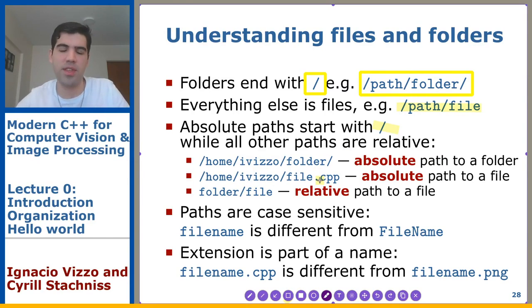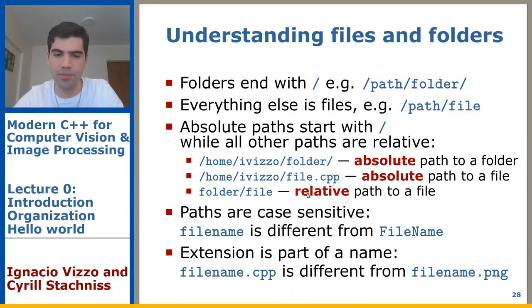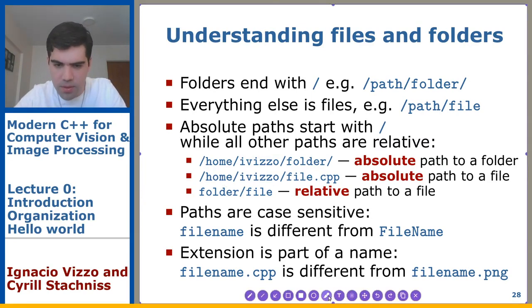So what is the meaning of this? That I have all my files in my home directory, on /home/ibitzo and then /whatever folder. And then, for example, I have a file there called file.cpp, and this is the full absolute path. But then I can be working in this directory called folder, and when I say folder/file, I mean from here, go to folder and then the file. This is why we call it a relative path.